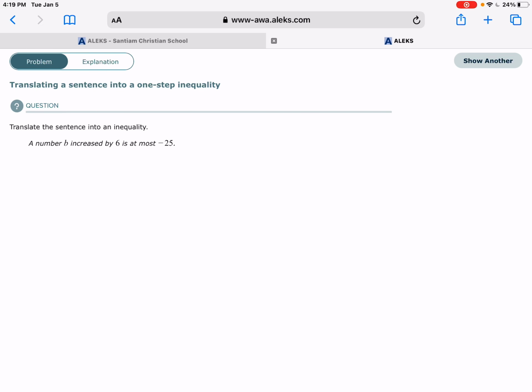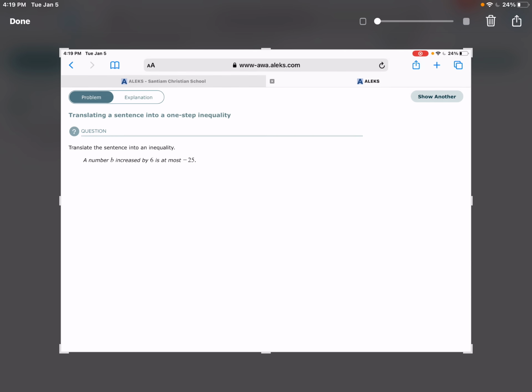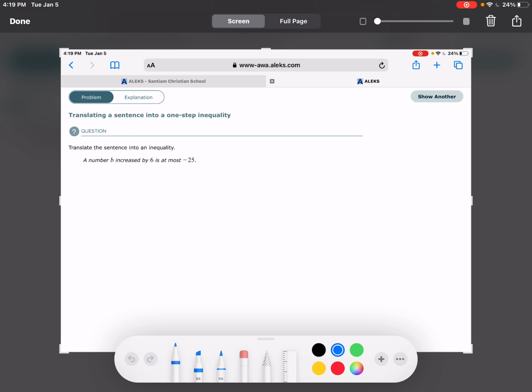Let's talk about translating a sentence into a one-step inequality. So a lot of the trick to this is just thinking about, what does this mean? What is this saying? In this case, this one says a number b, which we're going to call a number b, increased by 6.